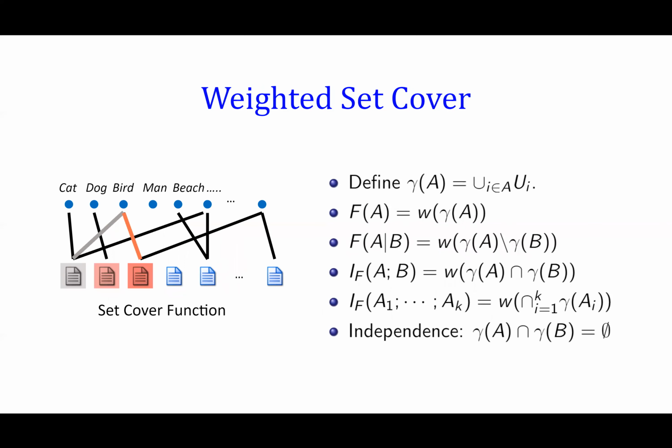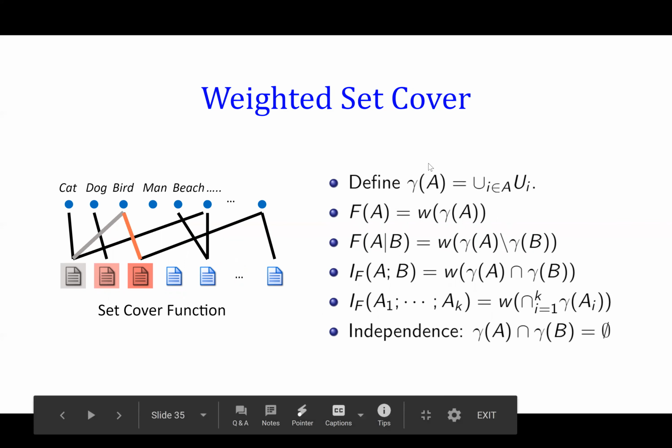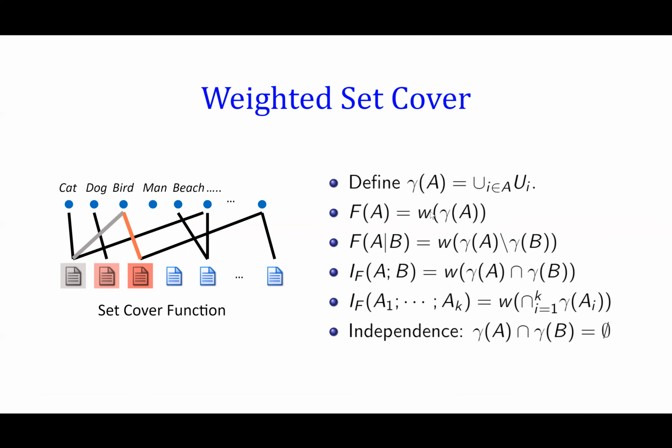We can take this one step forward and look at weighted set cover. Define gamma of A as the covered set of A. So f of A is the weighted set cover. f of A given B is nothing but the weighted version of gamma A minus gamma B, so there's a set difference in the covered space. Similarly, the mutual information is the weighted version of the intersection of the covered sets, gamma A intersection gamma B.